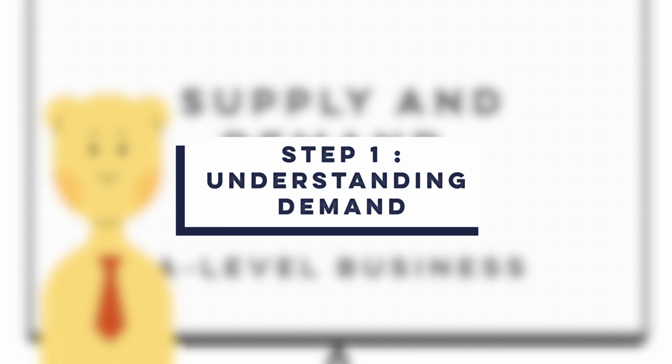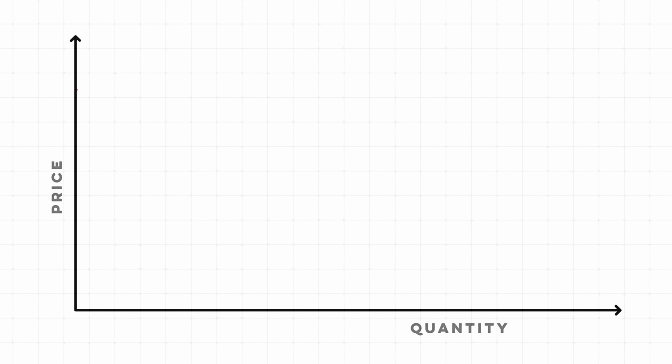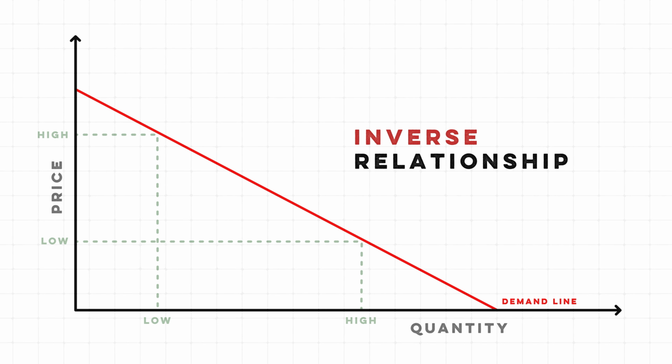Step 1 is understanding demand. Demand represents the quantity of a product consumers are willing and able to purchase at various prices. As the price of a product decreases, the quantity demanded generally increases, and vice versa. On the diagram, it is drawn as a downward sloping line showing the inverse relationship between price and demand.